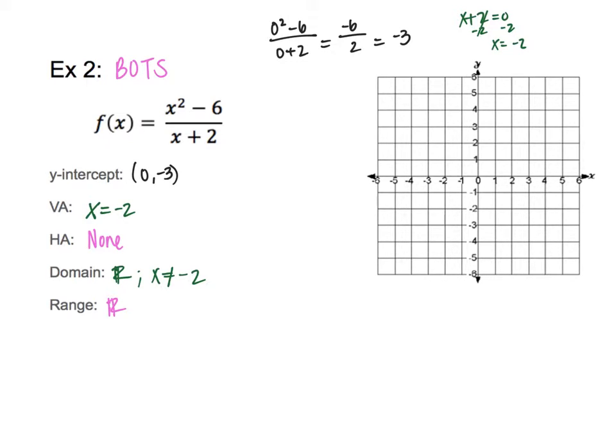All right, so let's graph. I'm going to start out by drawing my vertical asymptote at negative 2. And then I'm going to also plot my y-intercept. So (0, negative 3) is right here.